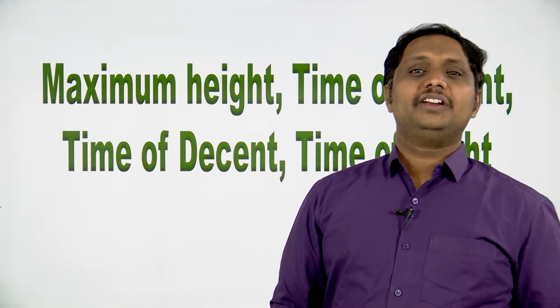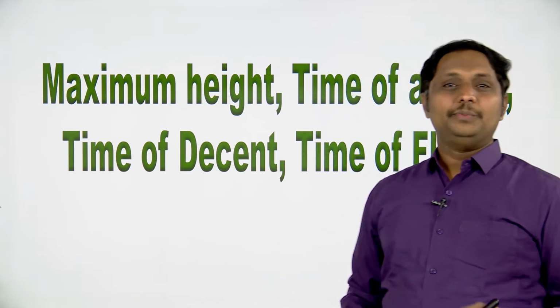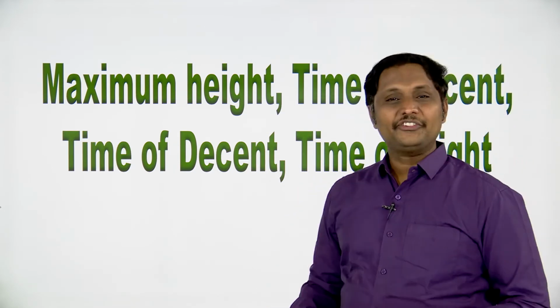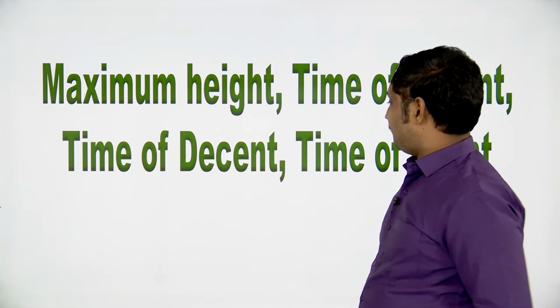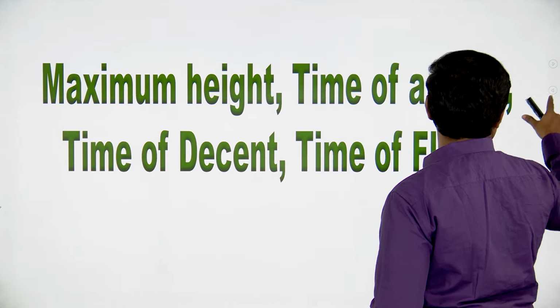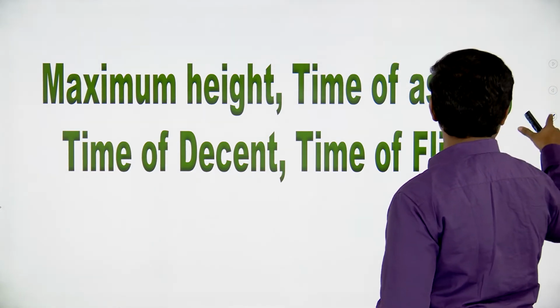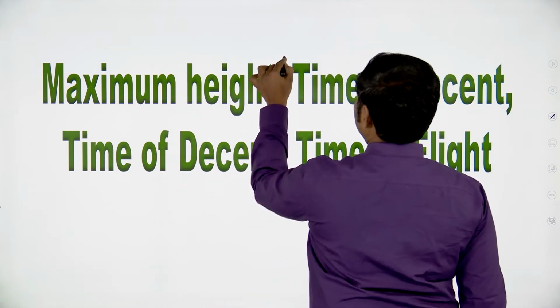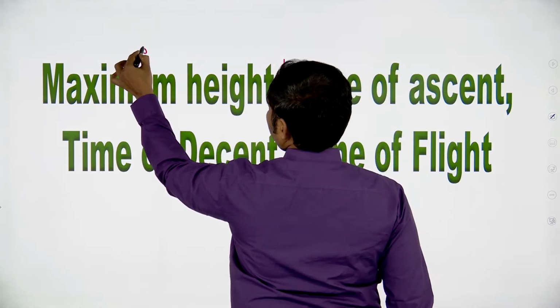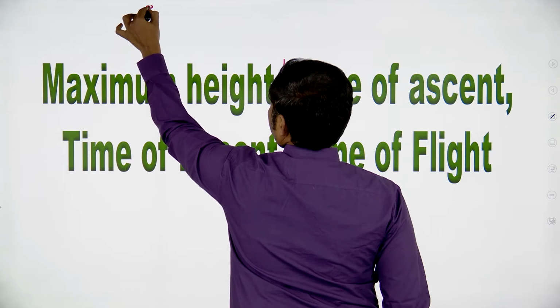The time of ascent and time of descent are going to be represented. Time of ascent is equal to time of descent. It's very clear. So where do you get the maximum height? It's going to be projected here.